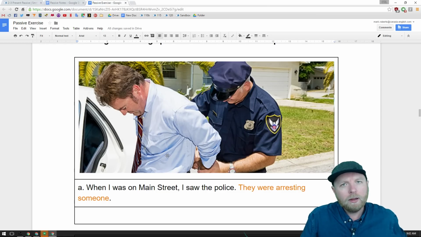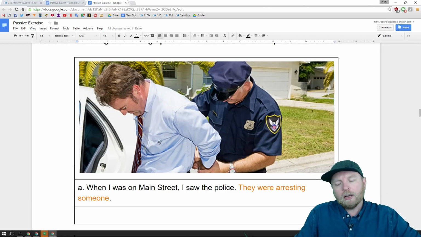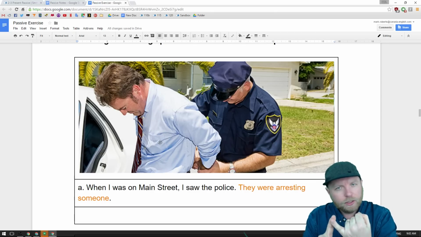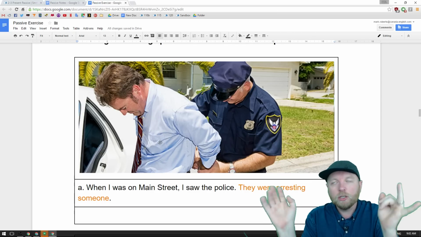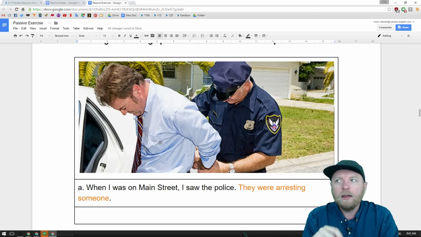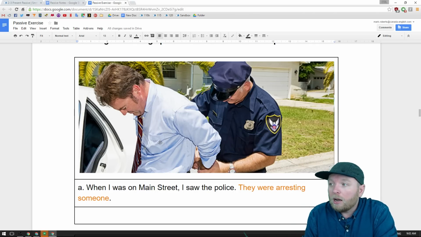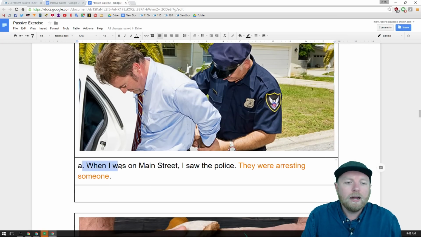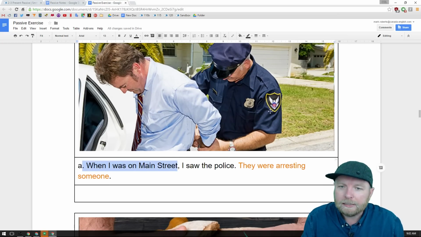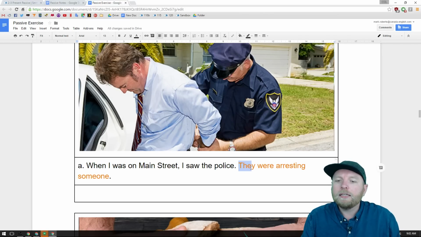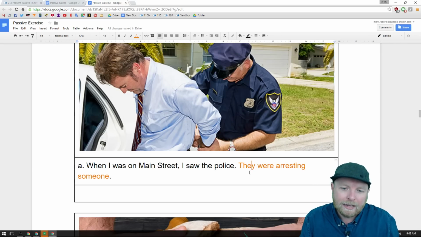Okay, remember, we use passive when we don't know the agent, we don't know the doer. Maybe the doer is not clear, or maybe the doer just means people. What's happening here, right? When I was on Main Street, I saw the police. I saw the police, right? The police, they were arresting someone, right? They were arresting. Well, remember I told you, arrest, only the police do this action. So here, of course, police is the agent, right?